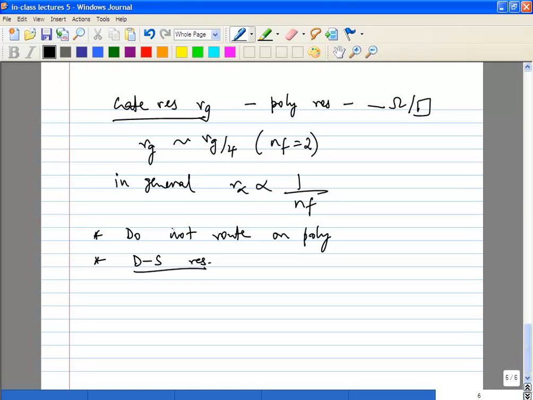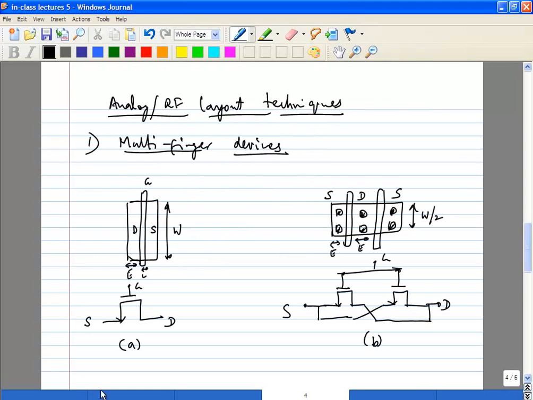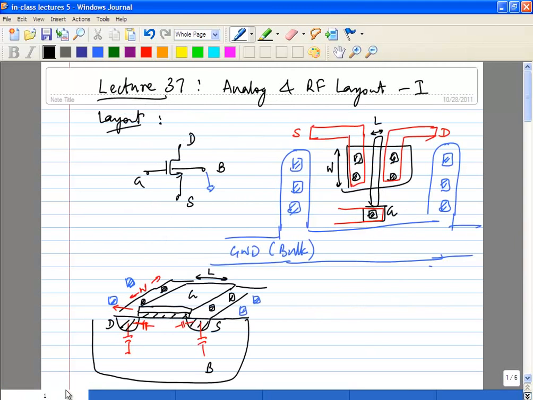There will be cases where you need to make a choice because all these modern processes will have 5 or 6 metal layers. How about the drain source resistance? Again, if that is critical, you will have to be careful. Here we just looked at a single layer. You can, for example, have multiple layers in parallel. If this was metal 1, you can have metal 1 and metal 2 routing in parallel. That is one thing you can do. You can make the same thing wider.